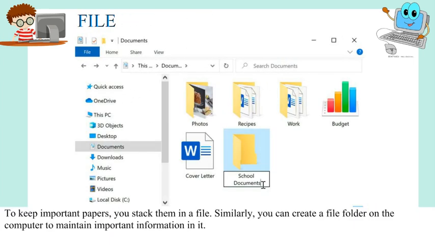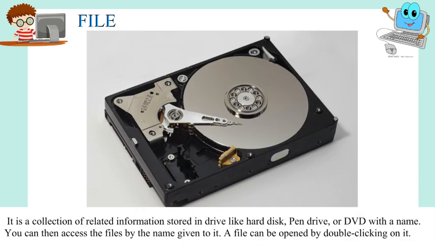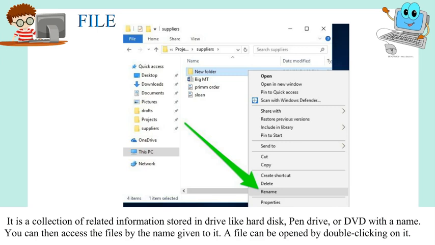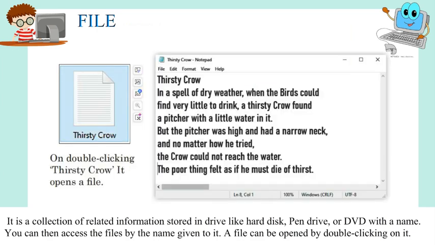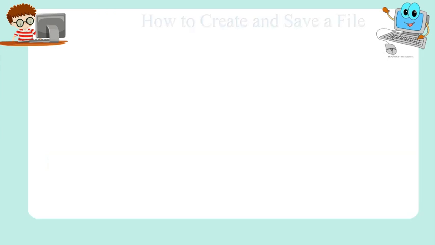File. To keep important papers, you stack them in a file. Similarly, you can create a file folder on the computer to maintain important information in it. It is a collection of related information stored in a drive like a hard disk, pen drive, or DVD with a name. You can then access the files by the name given to it. A file can be opened by double-clicking on it. The file opens with all the information stored in it with its name.